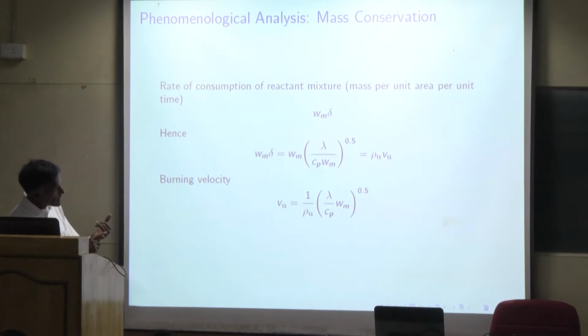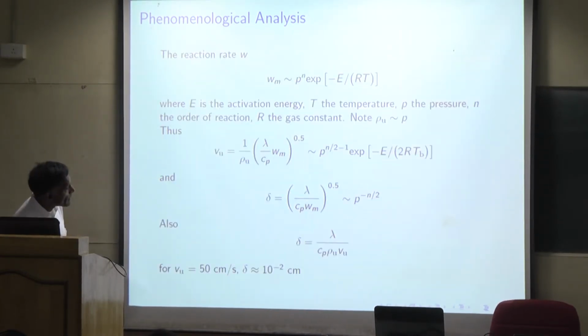So now we've got the flame thickness as well as the burning velocity. Now you can go a step further. The chemical reaction rate can be written in this particular form, with pressure to the nth power, depending on whether it's a bimolecular or unimolecular reaction, whatever you consider, and an exponential of E over RT. So now you can see that the flame thickness goes as P to the minus n by 2. This is the reaction zone's thickness, and it goes as the pressure raised to the power minus n by 2. So the phenomenological analysis gives you lots of information.